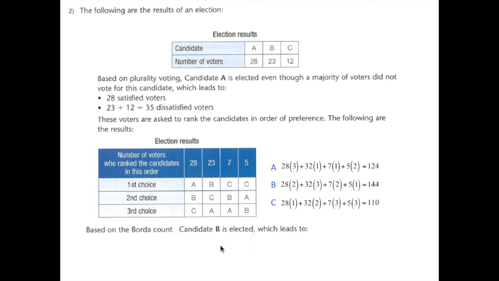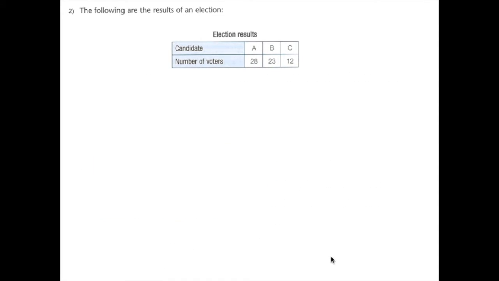B wins. Based on the Borda count, candidate B is elected, which leads to 23 very satisfied voters, then 28 plus 7 somewhat satisfied voters, and only 5 dissatisfied voters. This is a much better way of doing it. And that's it for decision making in the context of social choices.